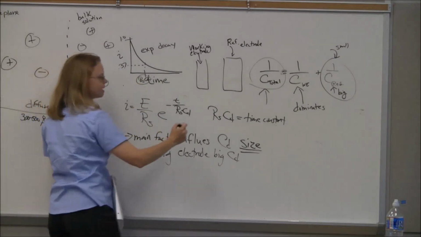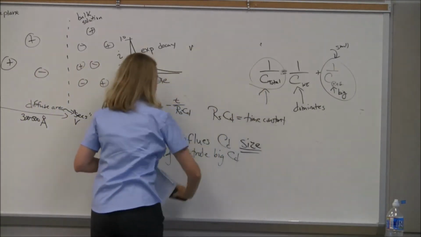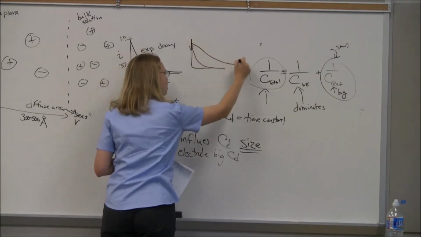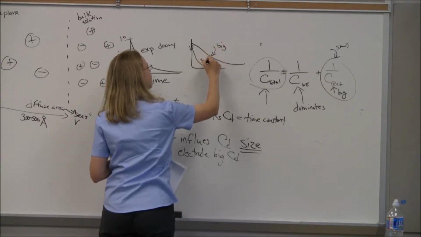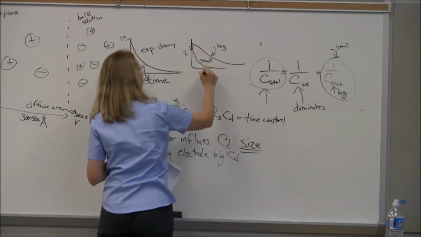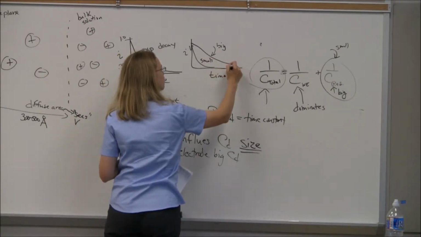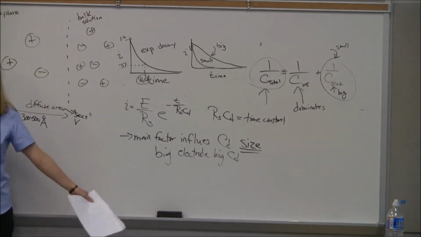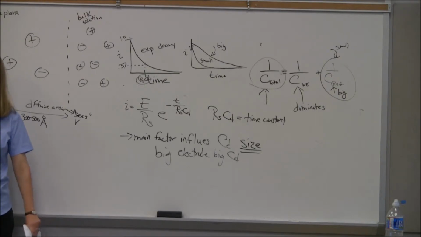So if we have 2 electrodes, we might have small and, well, that's a terrible exponential decay, right? But the relative graphs would look like this. Small and big. So a big electrode, not only does it have a bigger capacitance, it also takes longer for it to dissipate, for that non-Faradaic current to dissipate.